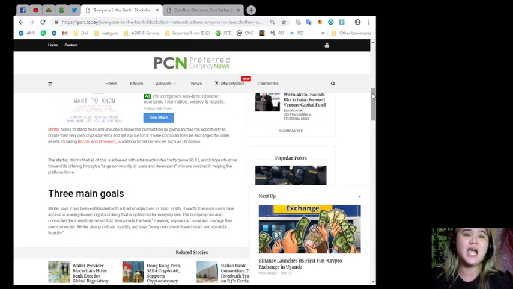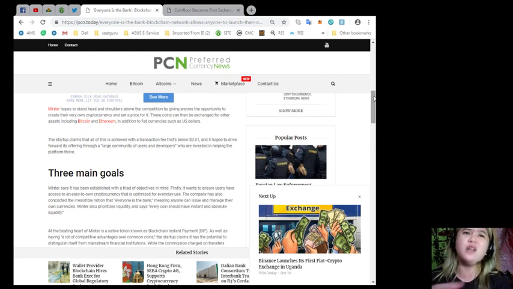Good to know. Mintr hopes to stand head and shoulders above the competition by giving anyone the opportunity to create their very own cryptocurrency and set a price for it. These coins can be exchanged for other assets, including Bitcoin and Ethereum, in addition to fiat currencies such as US dollars. Now, the startup claims that all of this is achieved with a transaction fee that's below $0.01, and it hopes to drive forward its offering through a large community of users and developers who are invested in helping the platform thrive.